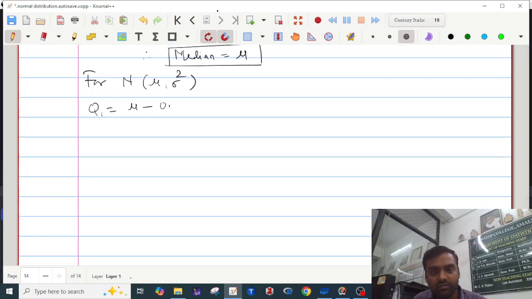minus 0.67 sigma, q2 is equal to mu, and q3 is equal to mu plus 0.67 sigma. These are the quartiles.